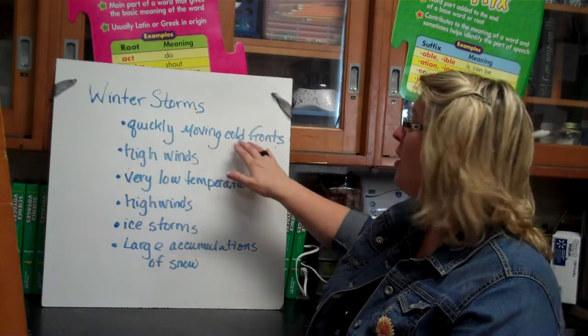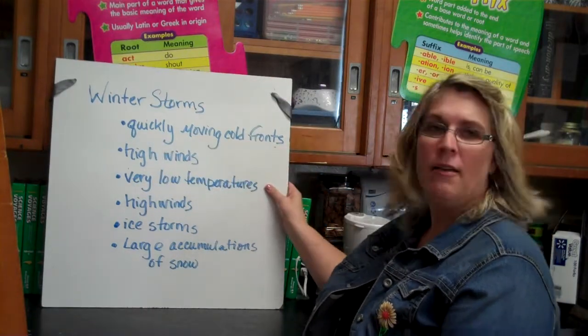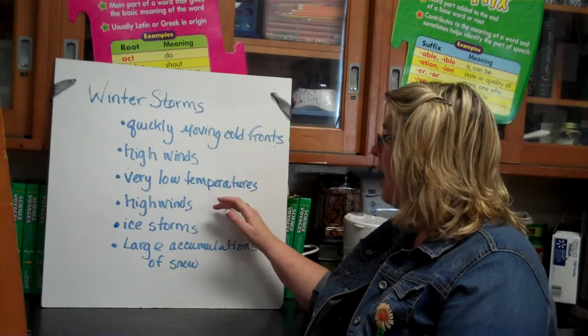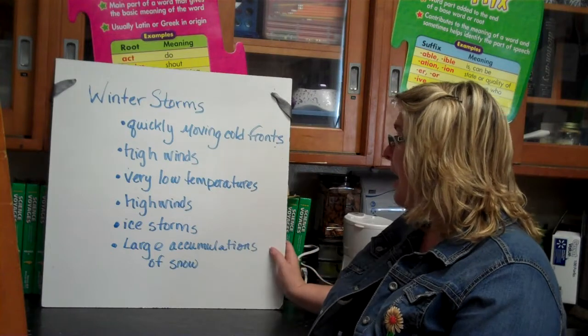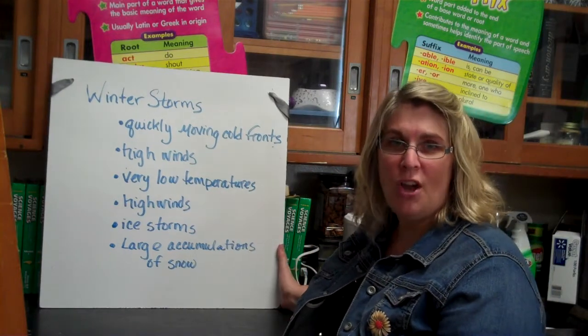Now, another kind of storm are winter storms. These form from quickly moving cold fronts. They produce high winds and very low temperatures. Oh, I guess I wrote high winds twice. That's okay. Ice storms, and they can have large accumulations of snow.